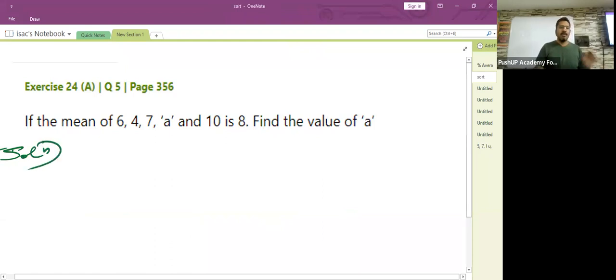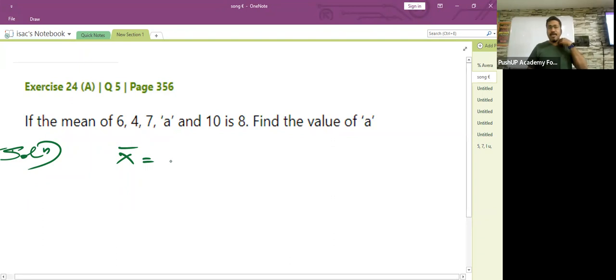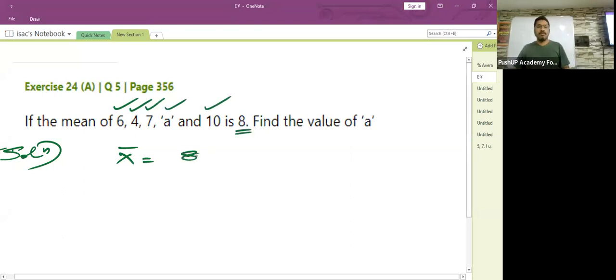If the mean of 6, 4, 7, A and 10 is 8, find the value of A. Children, if the mean can be represented by which letter? X? Capital X? X bar? Okay, let us represent arithmetic mean by X bar. Now they are telling you that if you take the mean of all these observations, 6, 4, 7, A and 10, it is equal to 8. So they are asking what would be the value of this unknown observation A.